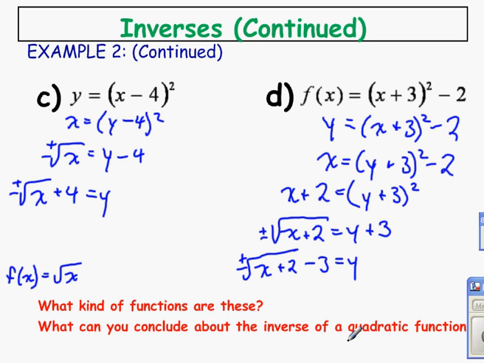Okay, so both of these examples, if you look at the starting equation, so here and over here, those are both quadratics, right? They both have x squared in them. If you look at the inverses, okay, both of them have plus or minus square root signs. So neither of the inverses are functions, but both of the starting equations are quadratic functions.